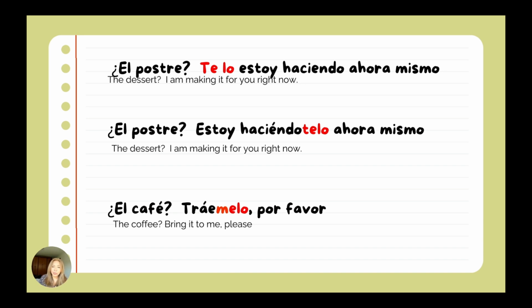Example, el postre, the dessert, te lo estoy haciendo ahora mismo. I am making it, estoy haciendo, right now. Te lo estoy haciendo. So this is our normal way where we added it before the first conjugated verb. However, when you have this participle or the present progressive, you can add it to your second verb. El postre, estoy haciéndotelo. We attached it to the second verb and then we added an accent because it became a really long word. Last example, el café, tráemelo por favor.